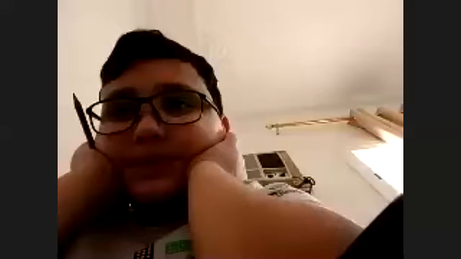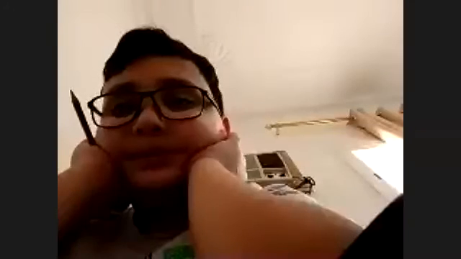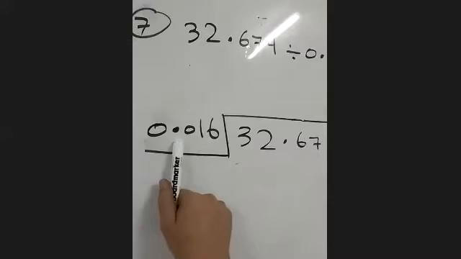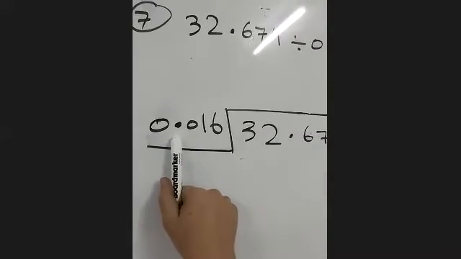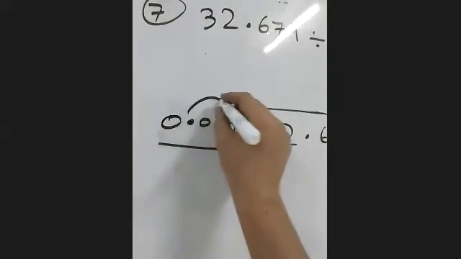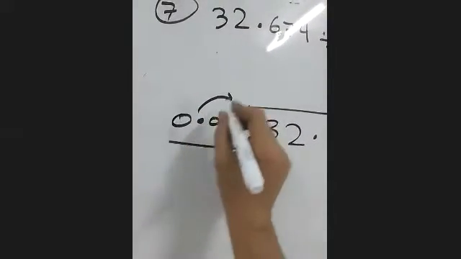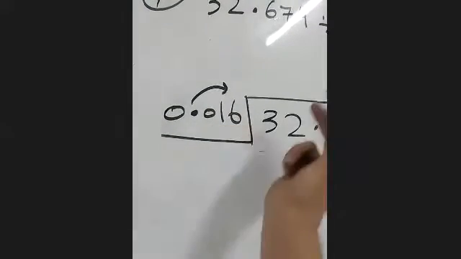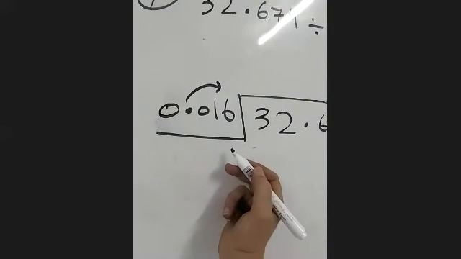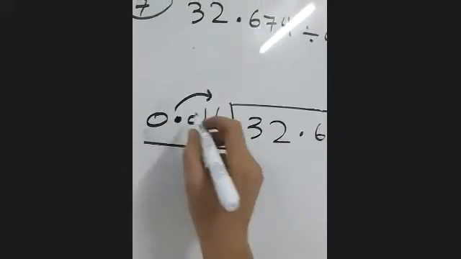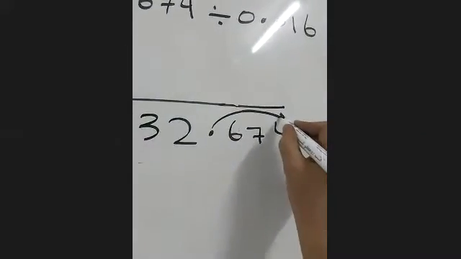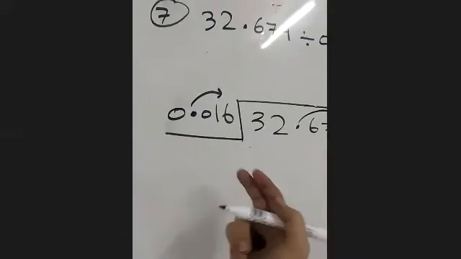We will push the decimal. Now we'll go to the divisor. If you have a decimal here, we need to get rid of it by pushing it to the right, not to the left, to the right. How many digits do we need to push to get rid of it? 3 digits. But if I push here 3 digits, I need to push here also the same number of digits. If we pushed here 3, we need to push here 3 also.